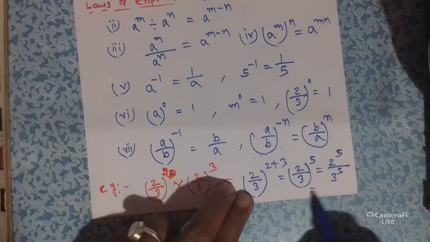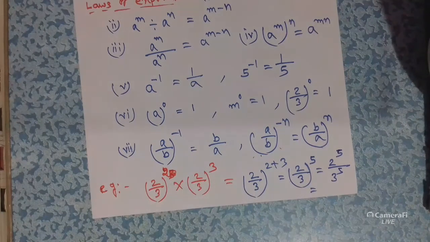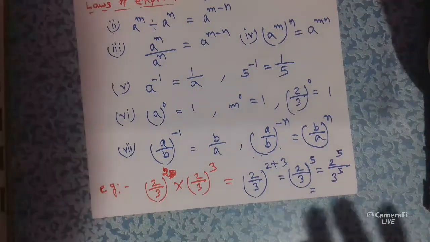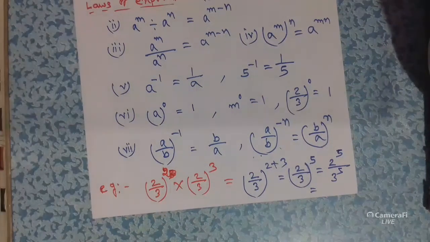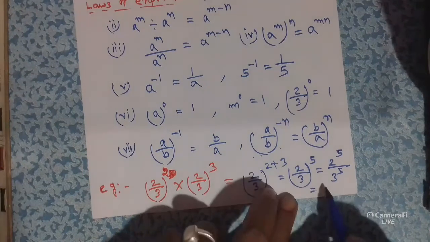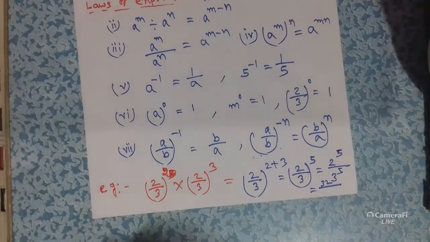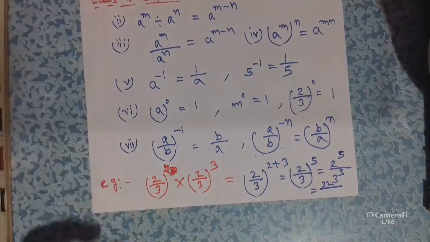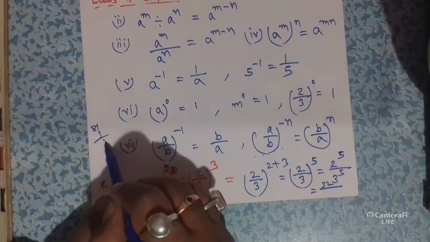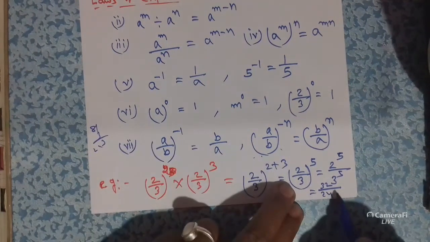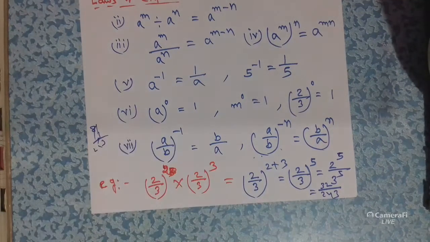Now 2 to the power 5 means five 2's are there: 2 multiplied by 2 multiplied by 2 multiplied by 2 multiplied by 2. If we multiply these values, it will be 32. And 3 to the power 5 means five 3's are there. If we multiply these five 3's, it will be 243. So 32/243 is the correct answer.